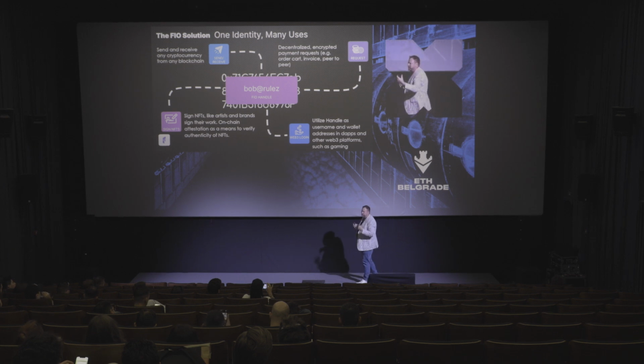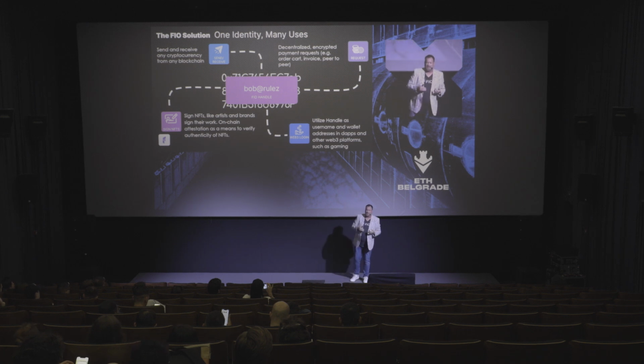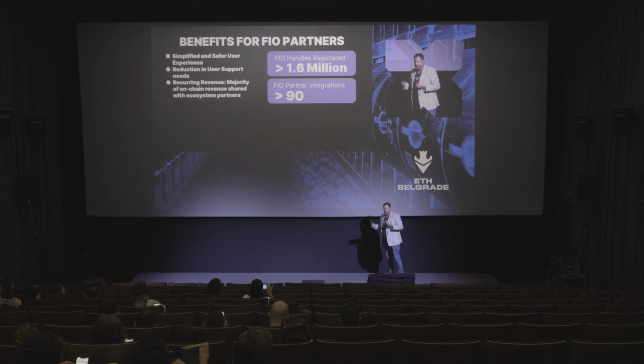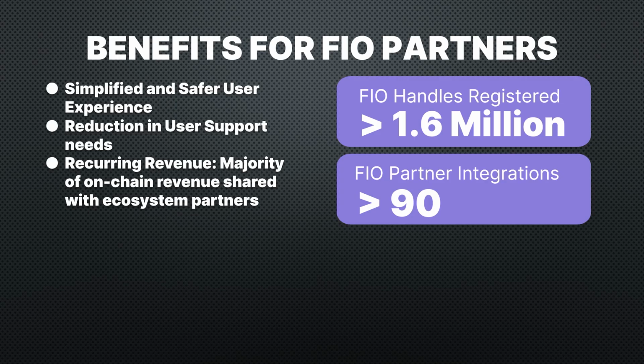So when I'm playing in the game and I go to send you an in-game asset, I never see that long public address. I just see your handle and I send it to you. If I type it wrong, it won't let me send it. If I type it right, it'll let me send it. And it stops all those user errors from losing funds, losing assets.